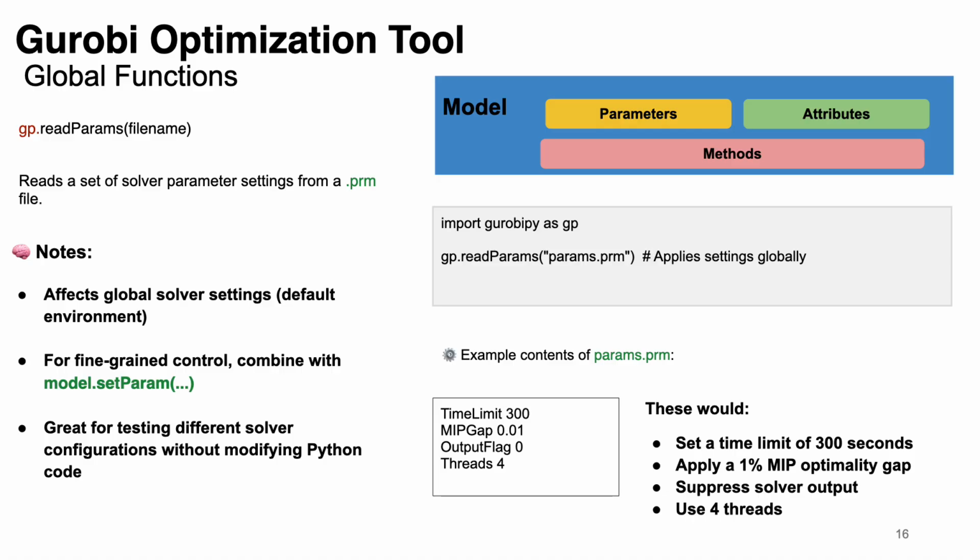To see how readParams works in a real-world scenario, look at the example on the slide. You might have a file named params.prm that contains specific instructions: set the time limit to 300 seconds, apply a 1% optimality gap, and suppress the solver output. By using gp.readParams, these settings are applied globally to the default environment. This is a massive advantage for the TwinODIS project because it allows you to test dozens of different solver configurations without ever touching your core Python code. It provides a clean separation between your mathematical model and the algorithmic settings used to solve it.